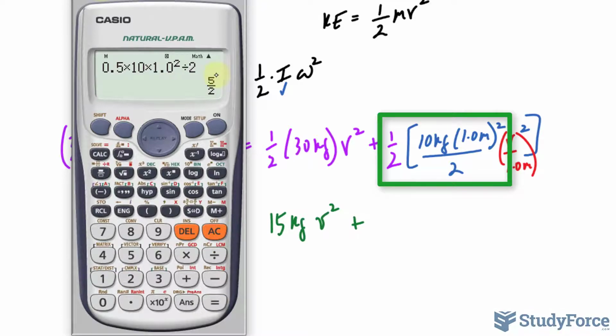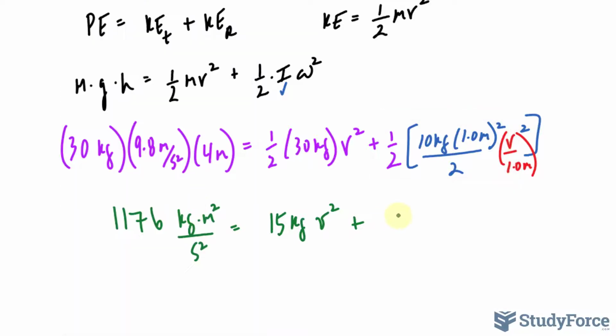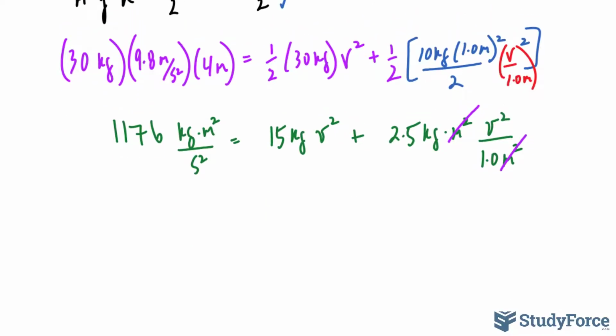And this gives us 2.5. So I have 2.5 kilograms times meters squared. And over here, we can represent this as v squared over 1.0 meters to the power of 2. I've just given this power of 2 to 1.0 meters, giving us that following number. So this meters squared unit and that meters squared unit will cancel out.